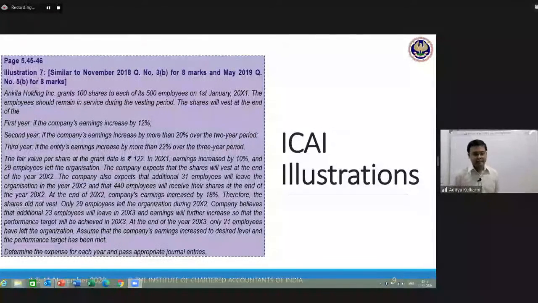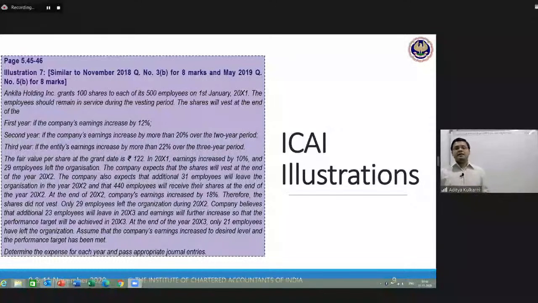Okay. And then the earnings will further increase. That is what the company expects, so that the performance target will be achieved in 20X3. This is what the company believes. So now the vesting period has gone from 2 years to expected period of 3 years. At the end of year 20X3, only 21 employees have left. You thought 23 will leave. Now only 21 have left. So it is a combination of service plus a performance target, which is a non-market based condition.